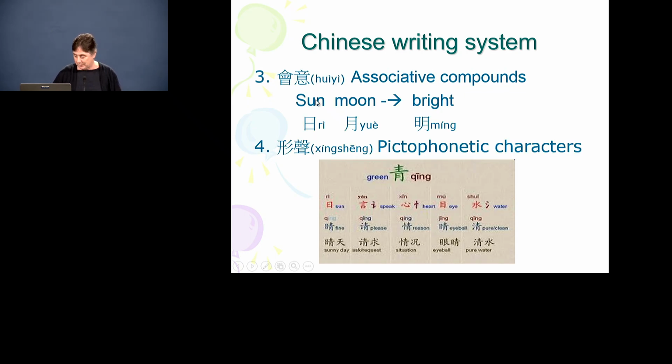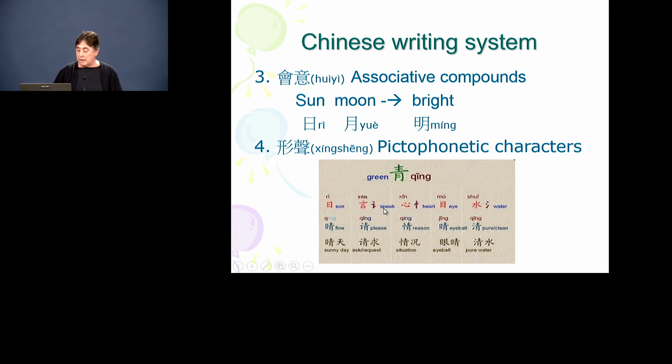Let me see if I can get here's my cursor. So here, this character, qing, means green, a type of green, pronounced qing. We add a sun to the sound qing, and we have qing, which is bright, which is fine, a sunny day, qing tian.